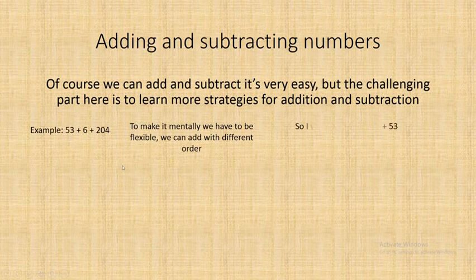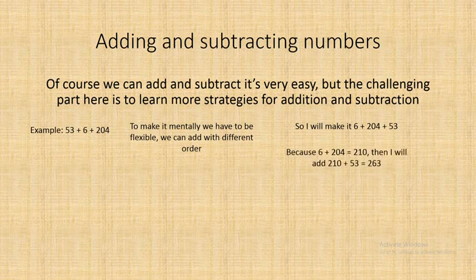Like here, I will change the number order. I will make it 6 plus 204 plus 53. So if you add 6 plus 204, it's going to be 210. And then you will add 53, so it's going to be 263. So the key here is just to be flexible.